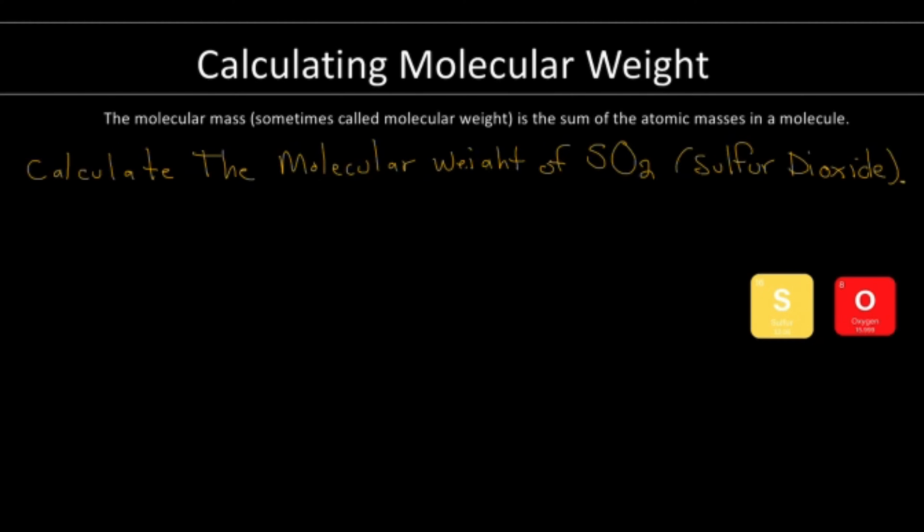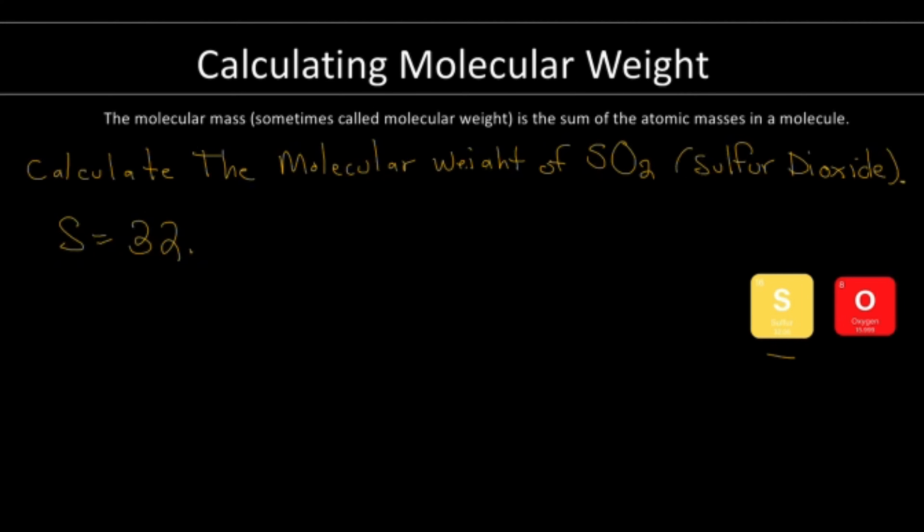Okay, so now we have another problem, and I just wanted to point out that the molecular mass is also called the molecular weight, and that's pretty much the atomic mass in a molecule. So the question asks, calculate the molecular weight of sulfur dioxide. The first thing we're going to do is write out sulfur and write out its atomic weight. And so that is 32.06 for sulfur.